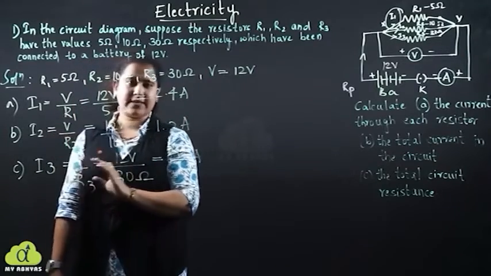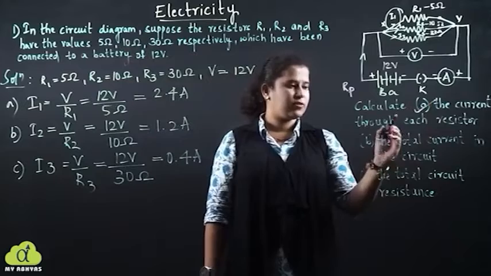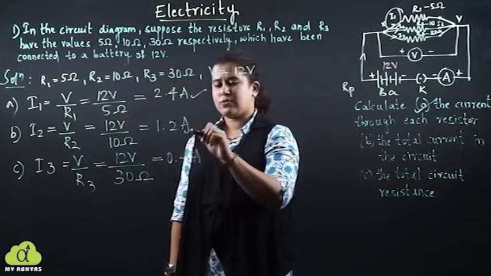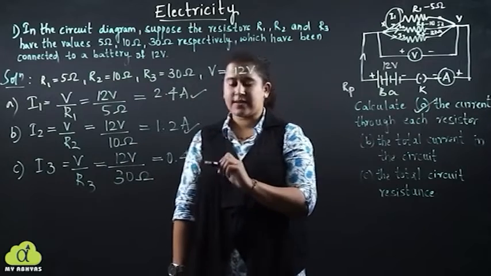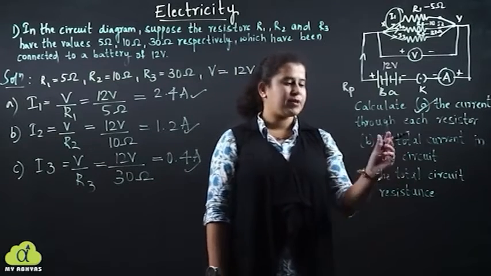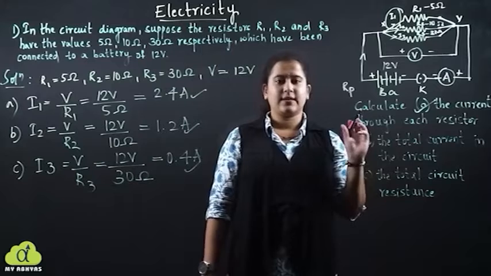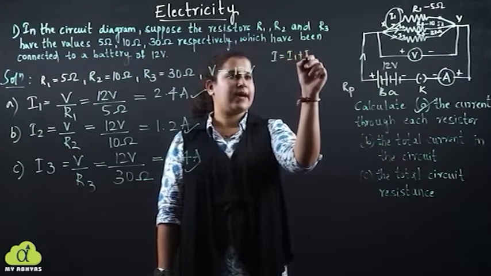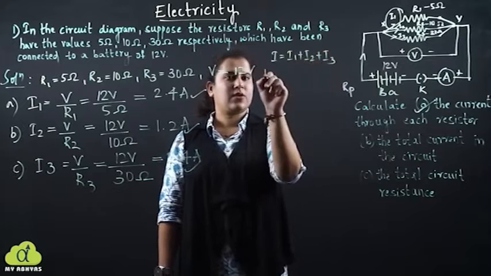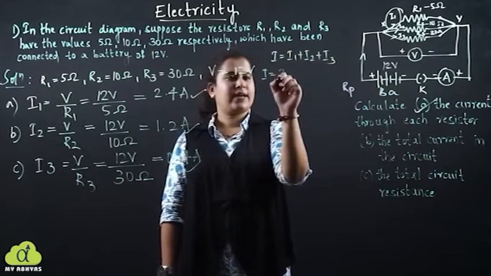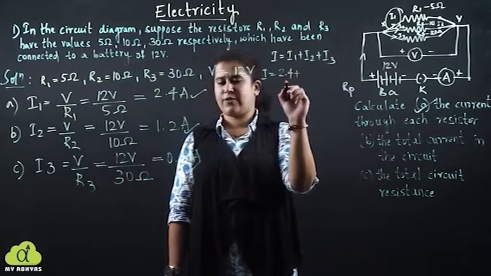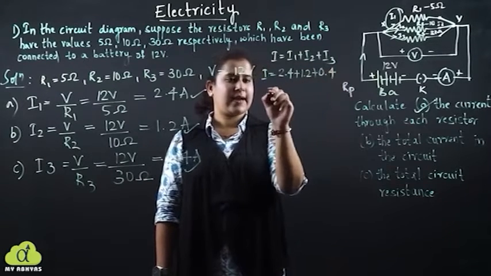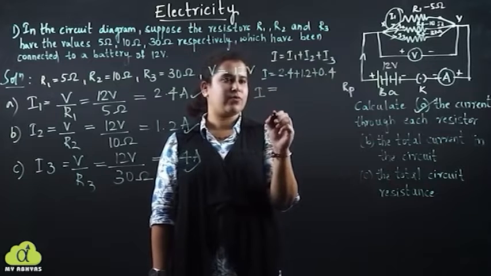So I1, I2, I3, this part is done. The current through each resistor is: through R1 it is 2.4, through R2 it is 1.2 and through R3 it is 0.4 amperes. Now coming to the total current in the circuit. How do you find it out? Just take I equal to I1 plus I2 plus I3. What is the value of I1? 2.4. What is the value of I2? 1.2. And what is the value of I3? 0.4.